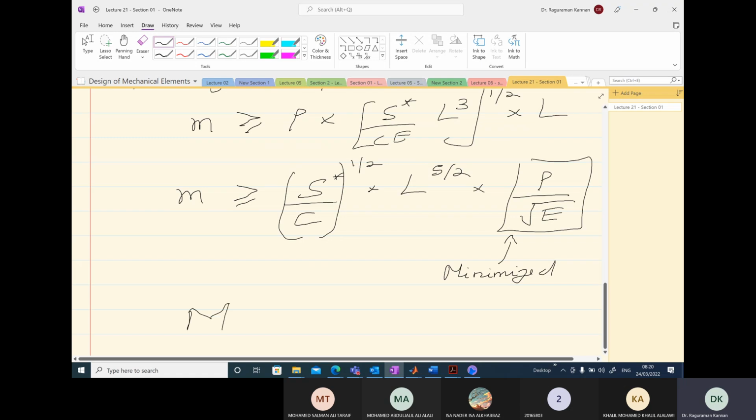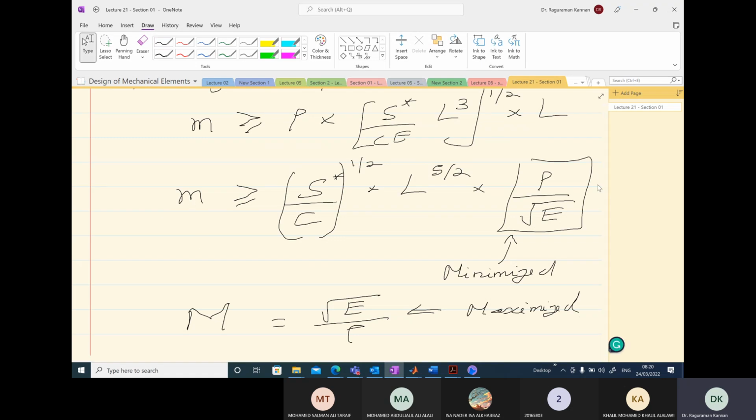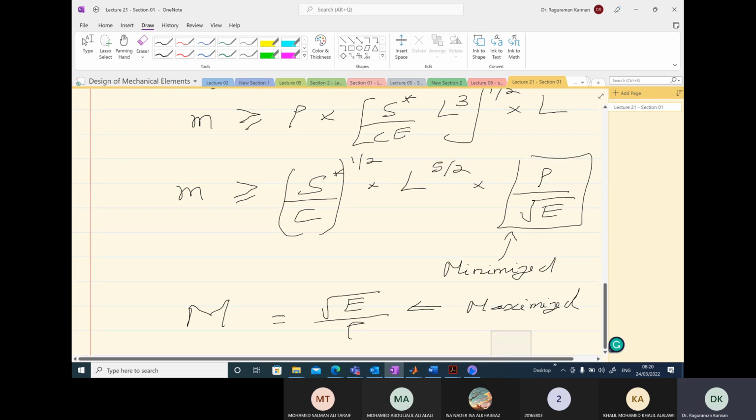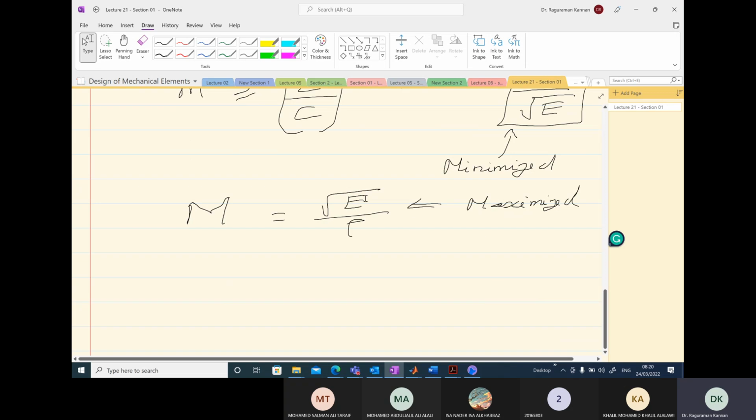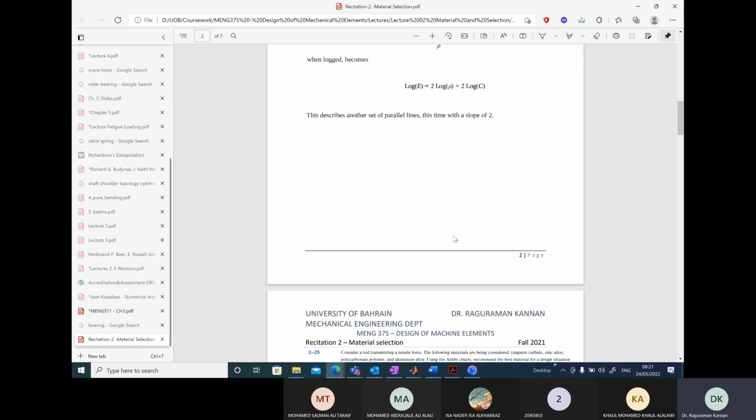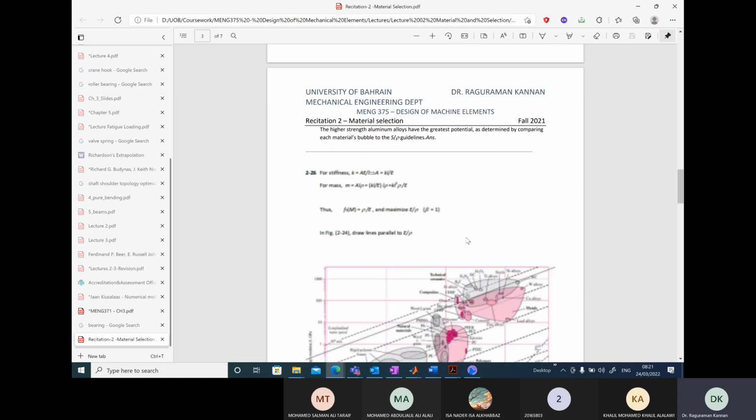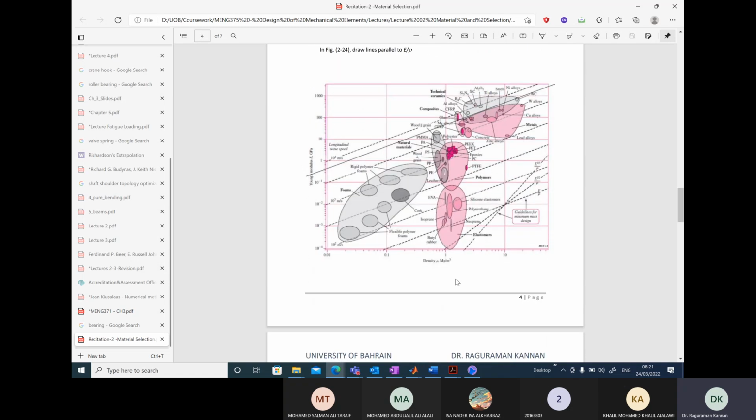We can invert it and write it as the material index capital M, square root of E over rho, which should be maximized to keep my mass minimum. If this value is minimum, mass will be the minimum here. Okay, so now what is the Ashby chart I have to pick up? I have to pick up the Ashby chart between Young's modulus and rho. Okay, so let's see here if we have the Ashby chart. This is strength. We have Young's modulus versus rho.